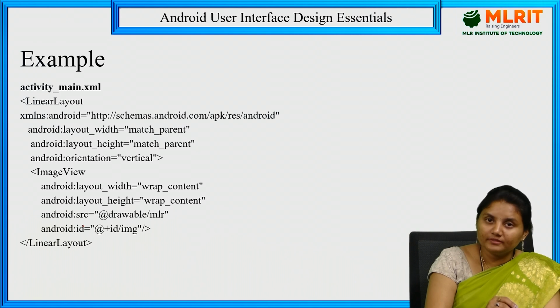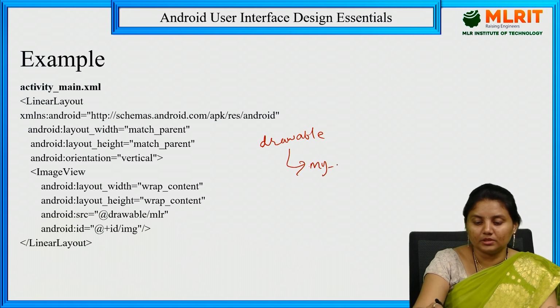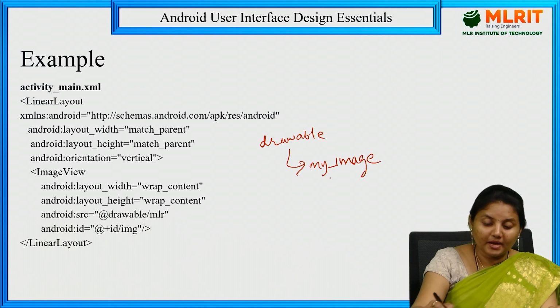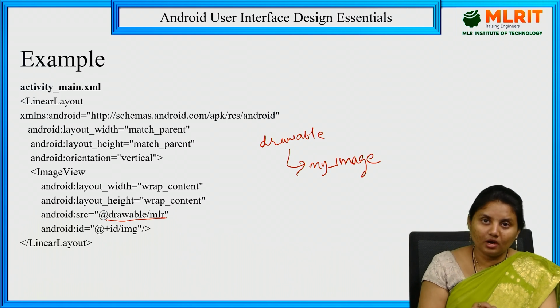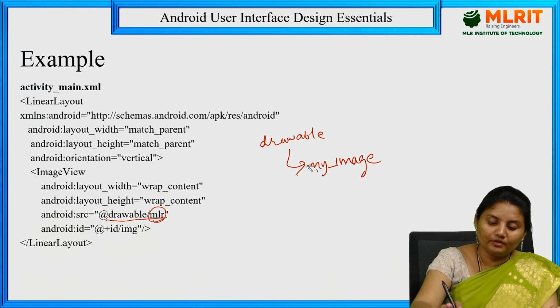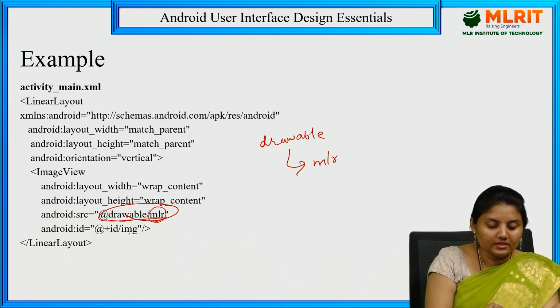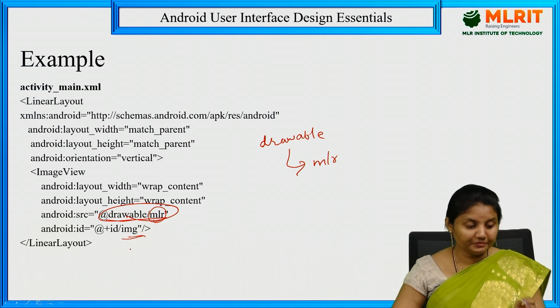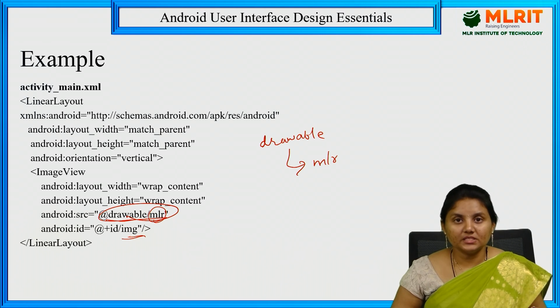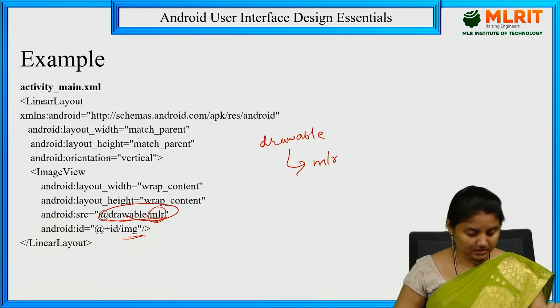Then source. What is the source of the image? Source is in the drawable folder only, where we are going to keep the image, right? This path we are giving here, okay, @drawable/MLR, where MLR is nothing but the image name. So instead of my image, you can give the name of the image as MLR because we have given the path like that. Next, android:id. This is the ID of the image, okay. You can include multiple images in the activity, and to differentiate one from another, we are taking this, okay.